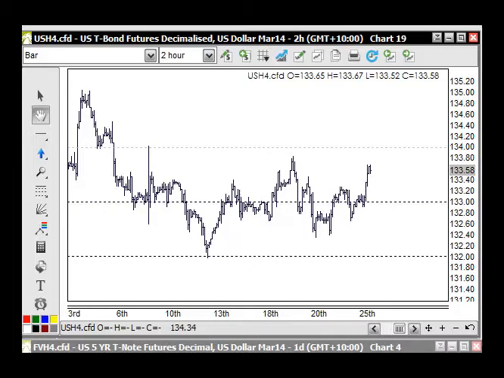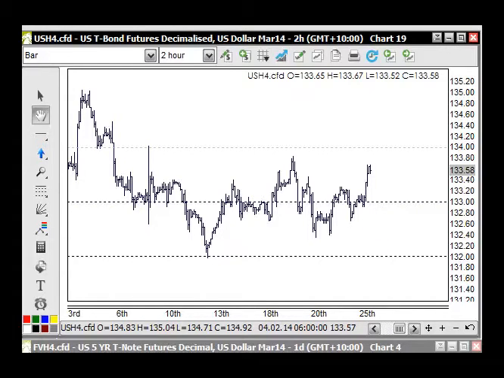Welcome, and here we're looking at the US bonds. Just to keep it really simple, while the bonds are pushing up, the stocks, the indices, are going to be under pressure and pushing down. So we can say that while the bonds are above the 133 here, they're positive, and the indices are in a weak spot. That's just another way of looking at the situation.